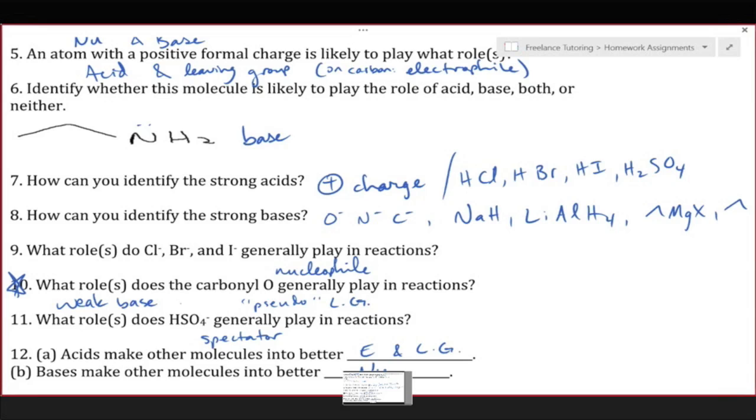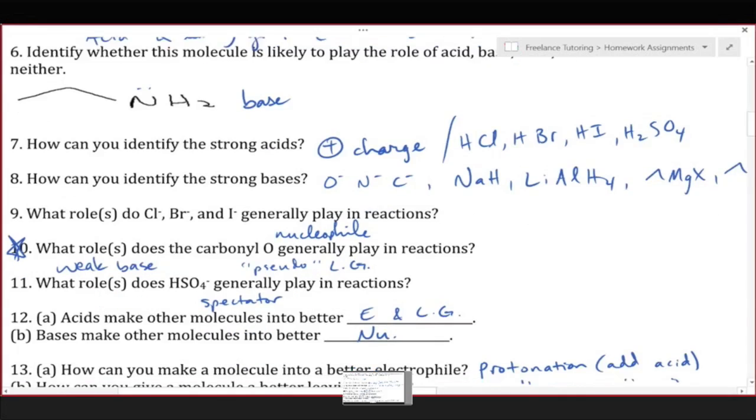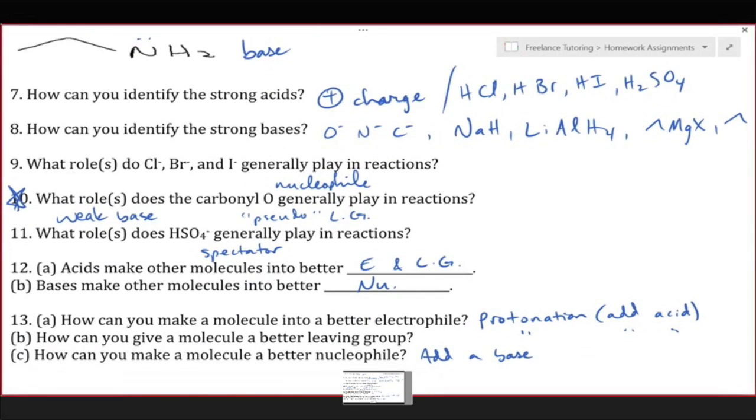Okay? Number 11. Excellent. So hydrogen sulfate is generally a spectator, even though it has a negative charge, because the negative charge is resonance stabilized. It's so resonance stabilized that it's completely unreactive, almost. Okay. All right, number 12.